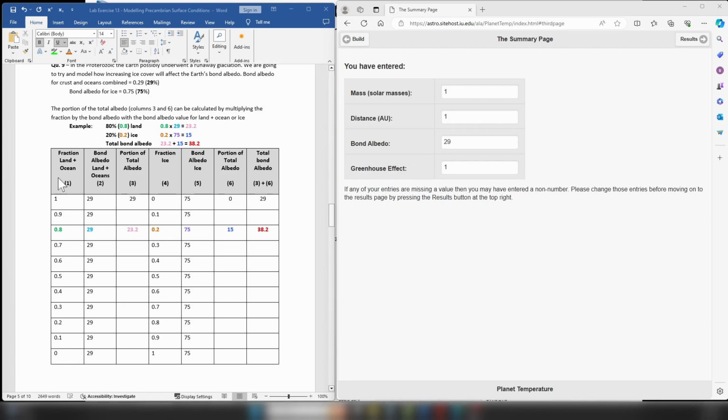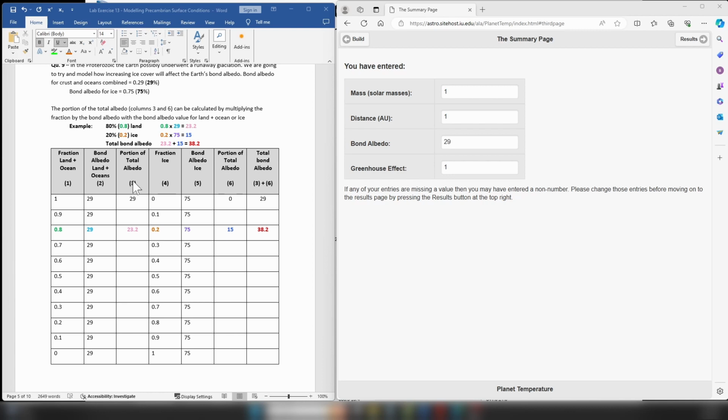So if you look at the table that we have here, you can see that we have the fraction of land plus ocean. So 1 is 100%, so that would be the surface of the Earth being nothing but ocean and exposed continental crust. And it goes all the way down to 0, which is 0% land and ocean. In that case, the Earth's surface is just a solid layer of ice. There is no ocean or continental crust exposed. Then we have the bond albedo for the land plus the oceans, which is 29.